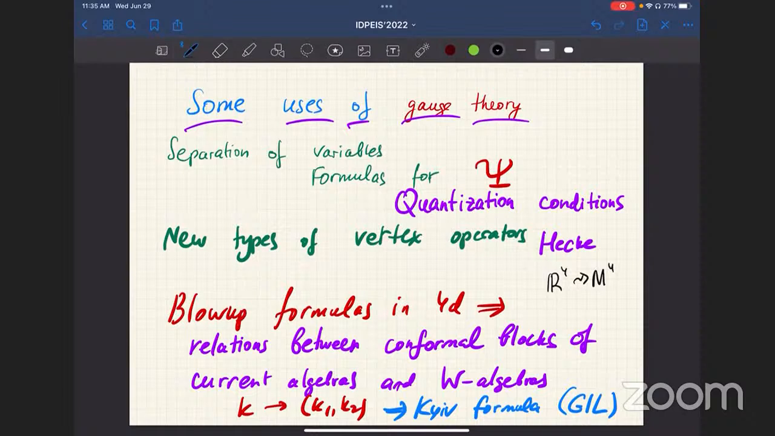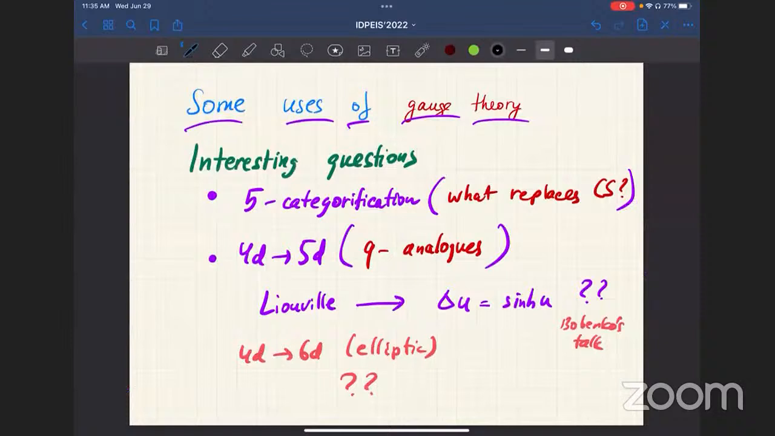One application, which I believe Alba mentioned earlier today, is the formula of Gamayun, Iorgov, and Lisovyy, which relates the tau function of Painlevé to the c equals one conformal blocks of Virasoro. But I would say that the most interesting application is that it raises all sorts of interesting questions, which you would not probably have asked before.